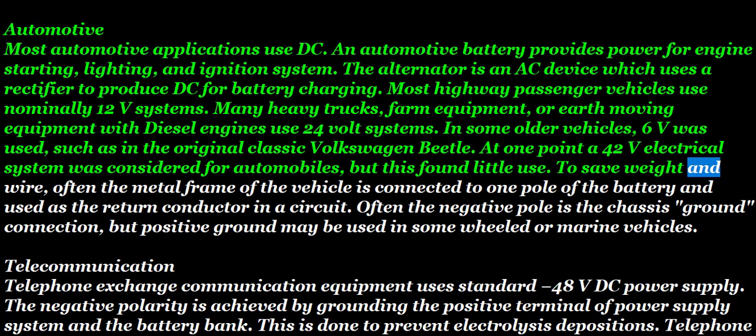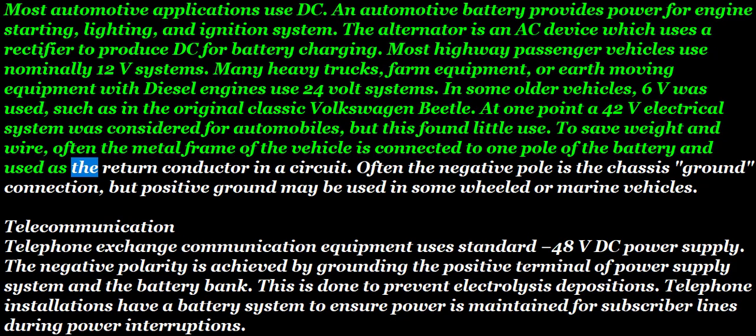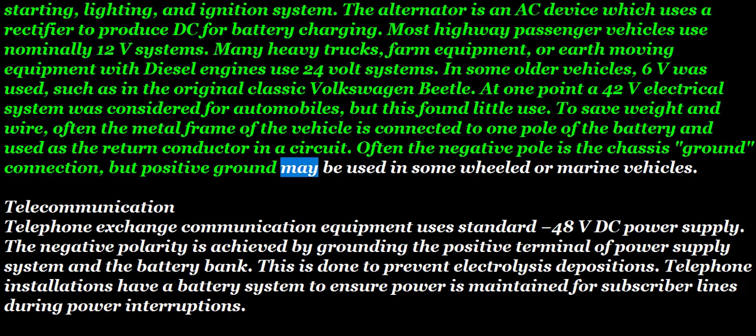To save weight and wire, often the metal frame of the vehicle is connected to one pole of the battery and used as the return conductor in a circuit. Often the negative pole is the chassis ground connection, but positive ground may be used in some wheeled or marine vehicles.